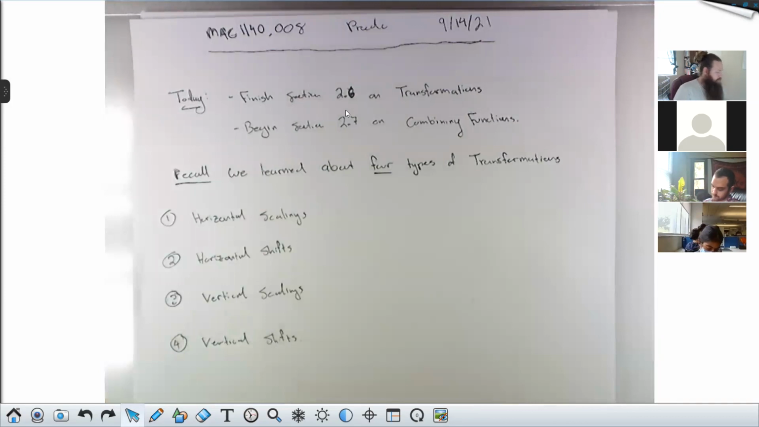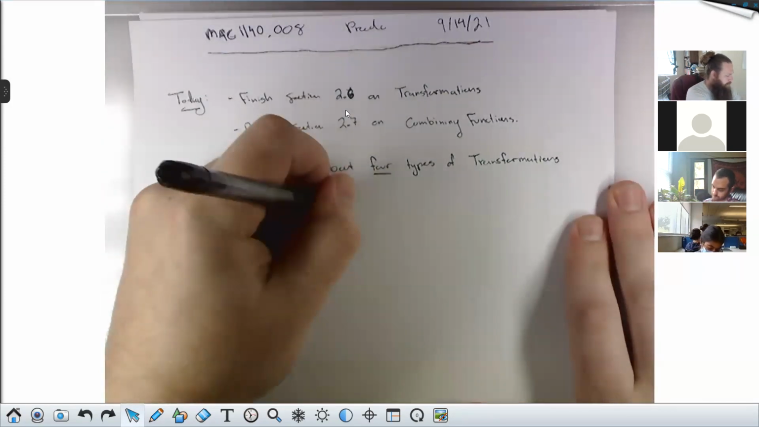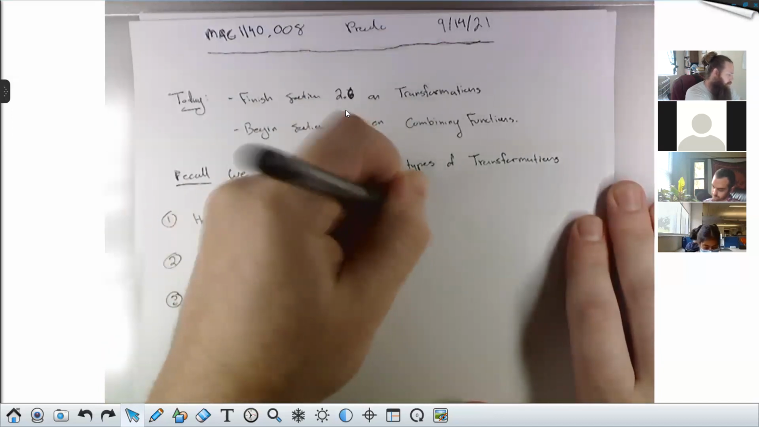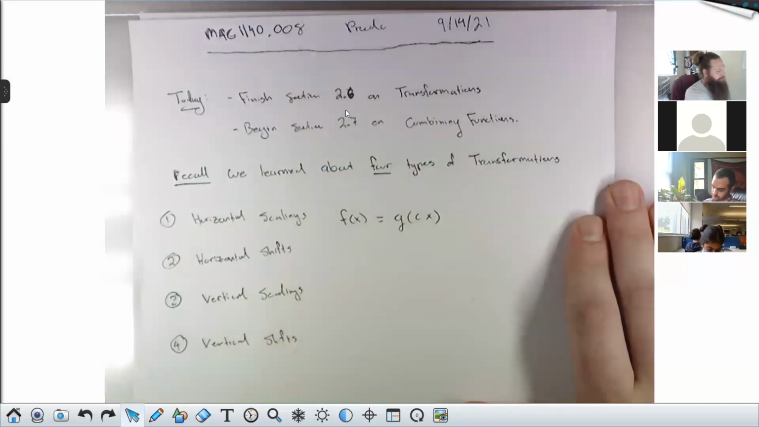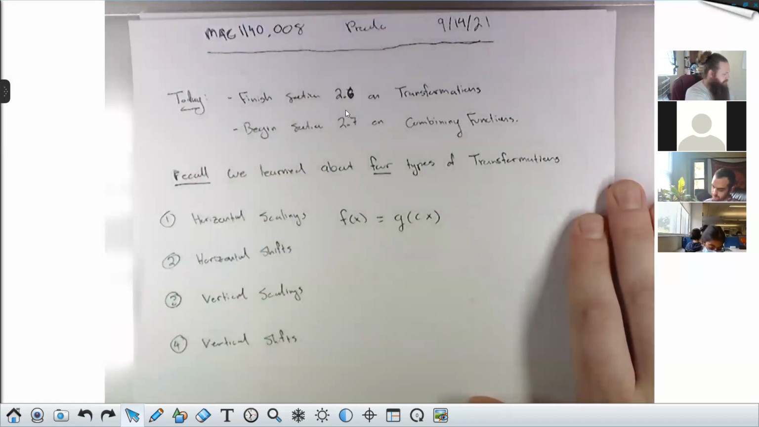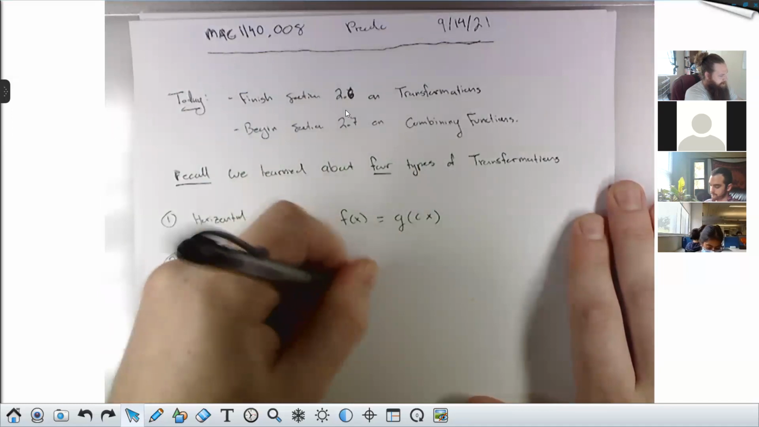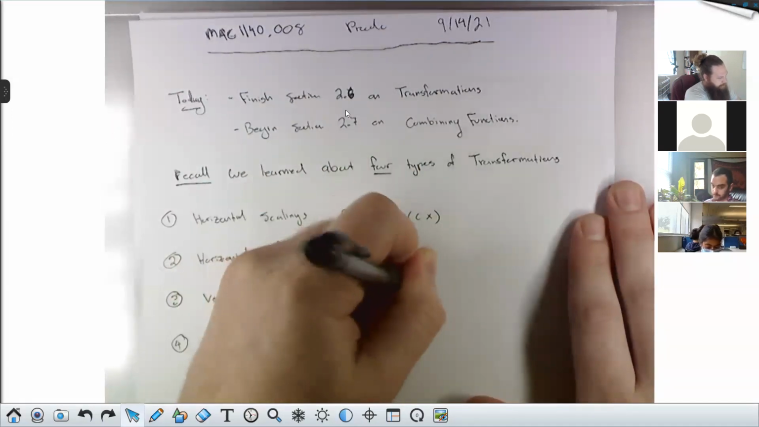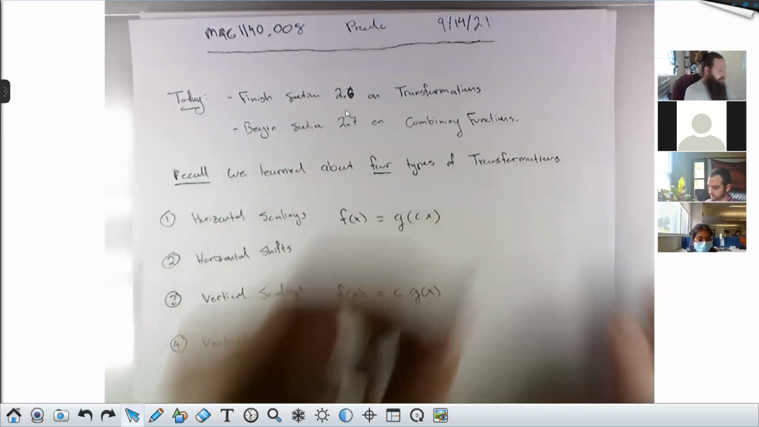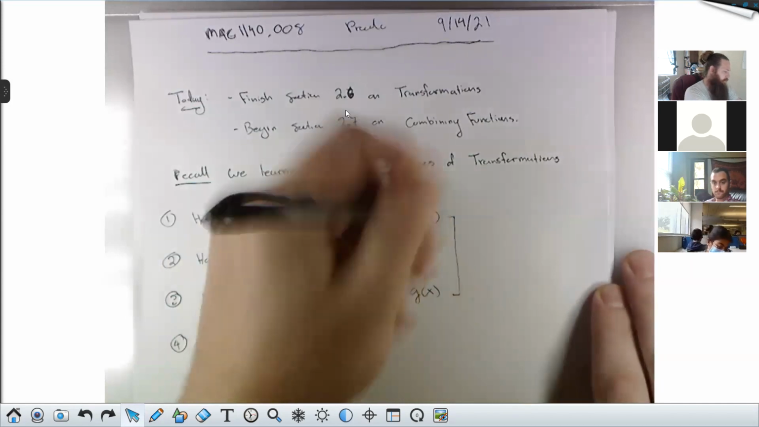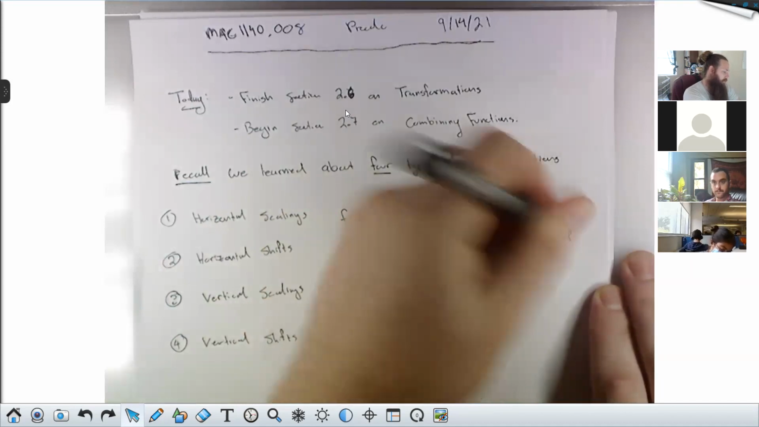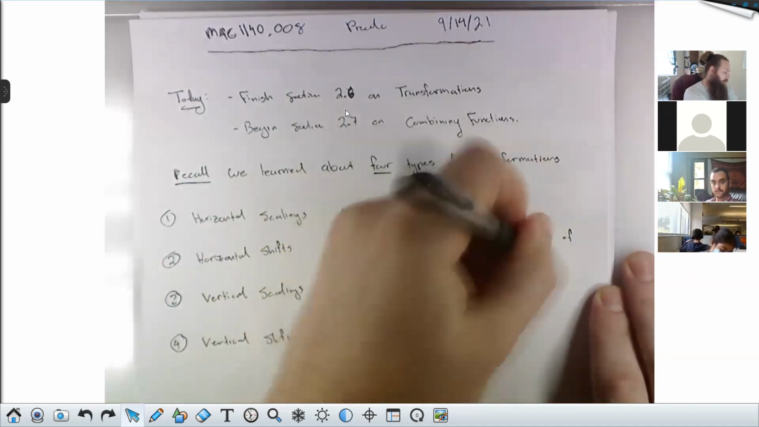And the associated algebra operations with each of these: the horizontal scaling was something like your function f is equal to the parent function with some number multiplying on the inside. Horizontal shifts, I'm not going to write those out. Vertical scalings, these were your function is equal to some constant multiplying the parent function on the outside. Now we want to look more closely at these today. So today we're going to talk about 2 special cases of these scalings.